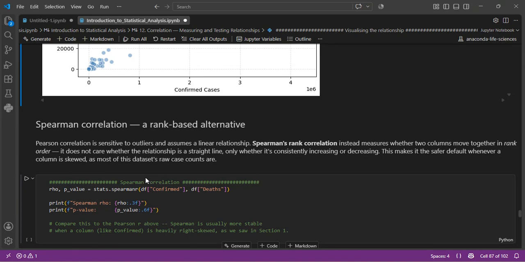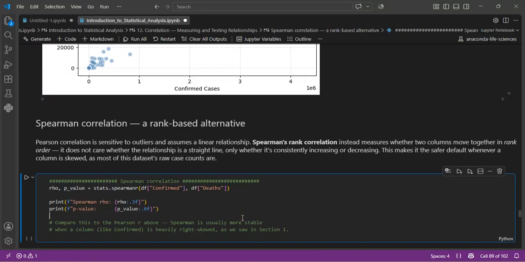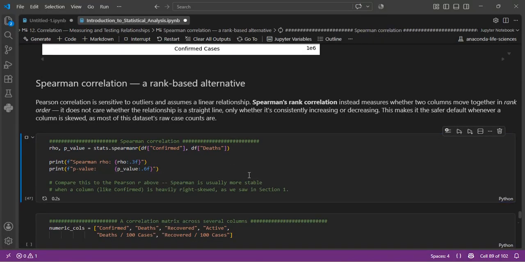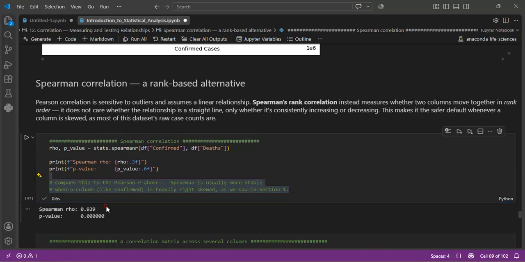With Pearson, the linear relationship and the values are very crucial. But in this case, we are just using ranking. We are ranking the two columns that we want to find the correlation between. So let me run the Spearman and see how that goes. We see that the Spearman gives 0.939 compared to 0.935. So they are a bit close, and they both have a p-value of 0.0000.